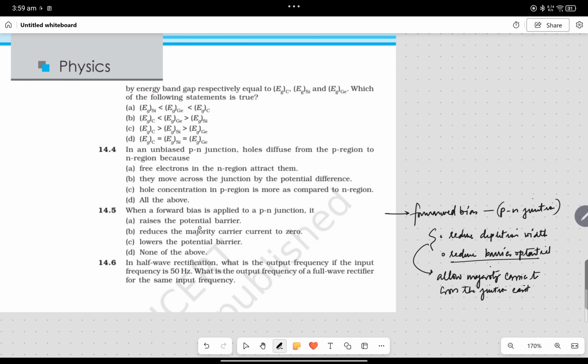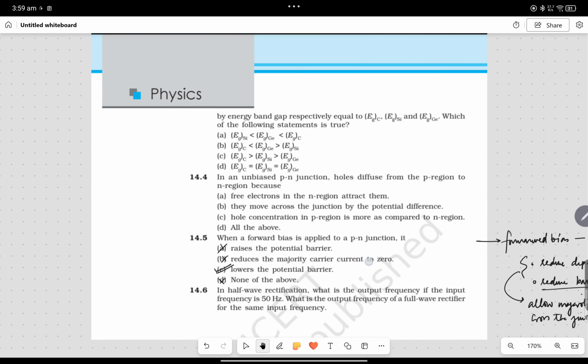So the option that says it raises the potential barrier will be incorrect. Reduces the majority carrier current to zero, that is going to be incorrect. Lowers the potential barrier, that is right. So this is the thing.